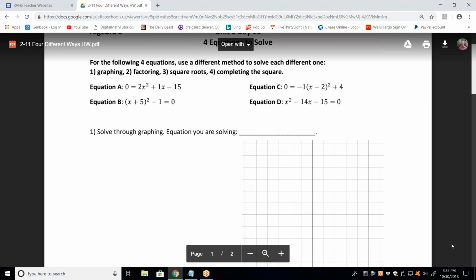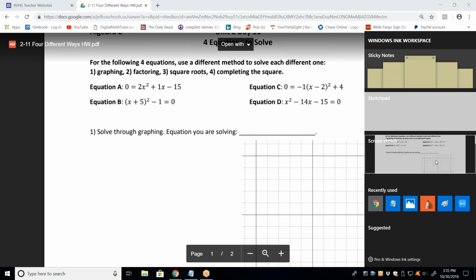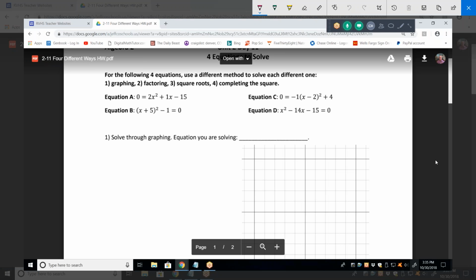So, let's see if there is one that lends itself to one of the solutions better than the others. Okay. How about equation B? How are we going to solve equation B? If I just gave you equation B, you should pick the correct method. Which would it be?